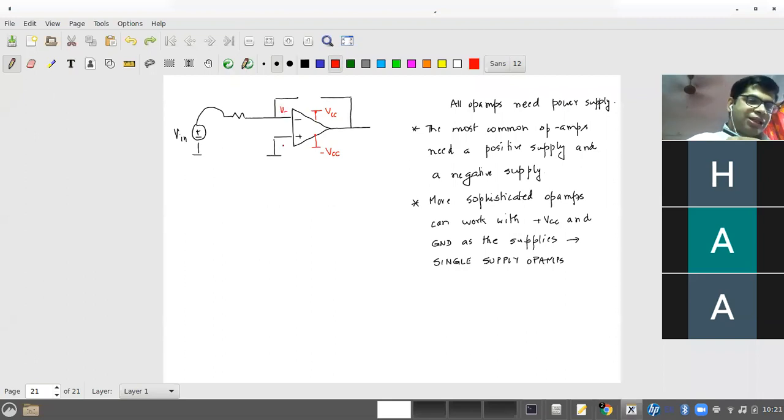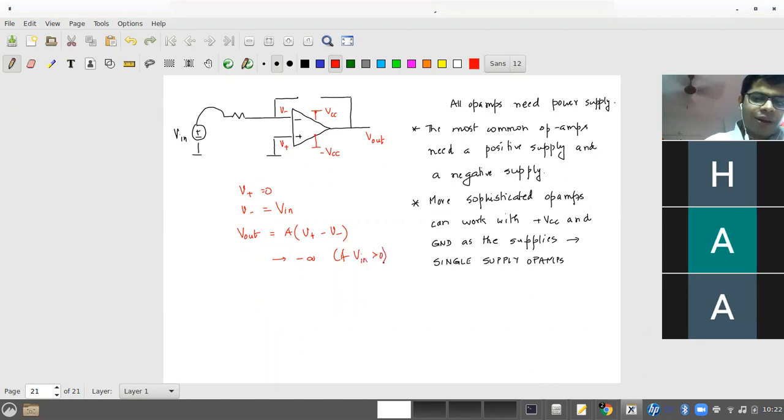Sorry, that is not V plus. That is V minus. This is V plus. Clearly in this configuration, your V plus is 0 and your V minus, because there is no feedback, is V in. So your V out, which is A times (V plus minus V minus), will be what? This is going to tend to minus infinity, right? Suppose V in were positive. Otherwise, it will tend to plus infinity.